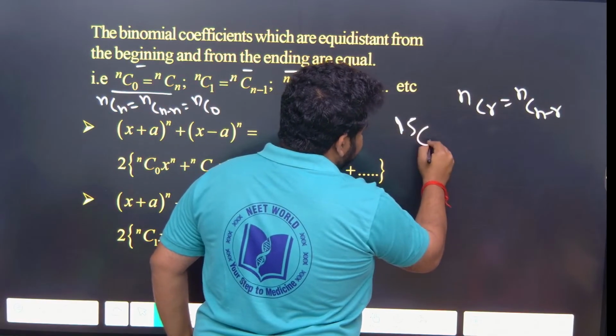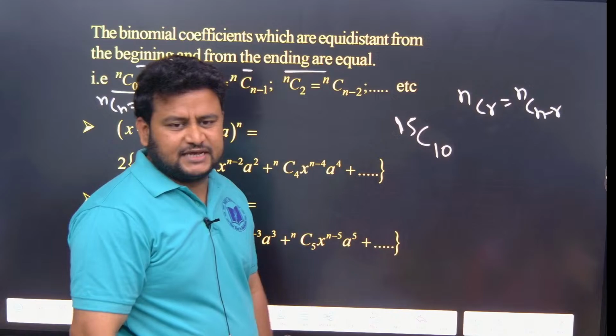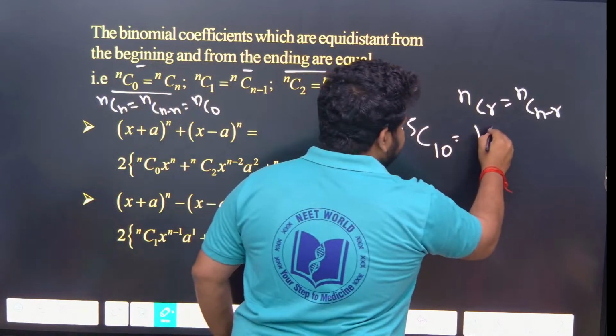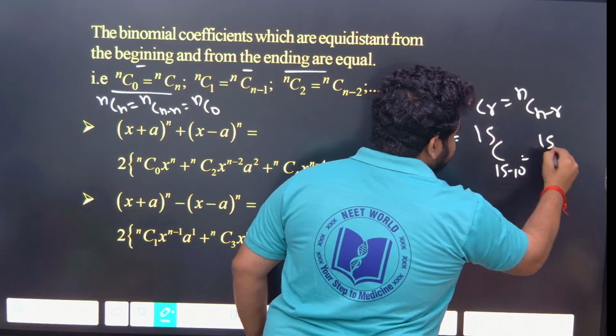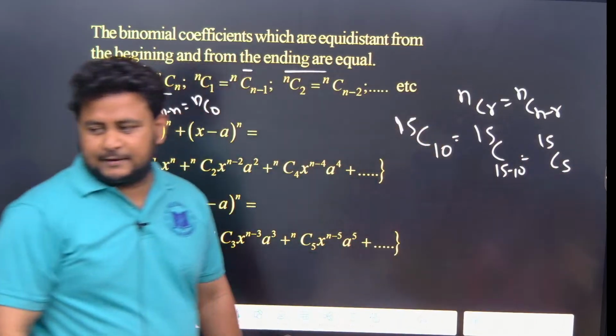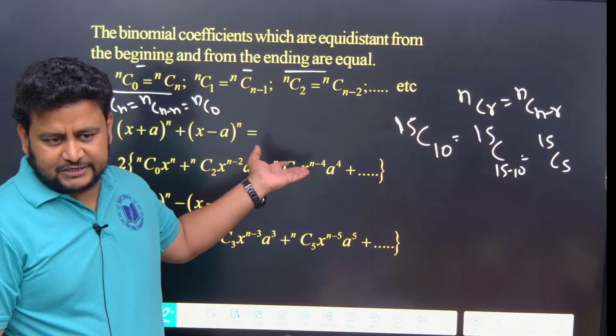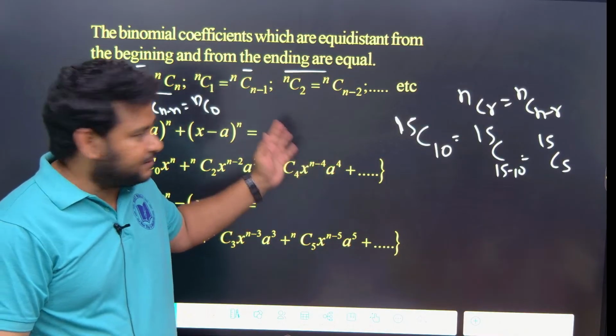For example, 15C10 can also be written as 15C5, that is 15 minus 10. This we have learnt even in permutation and combination. I have explained in detail, I am just revising it again.